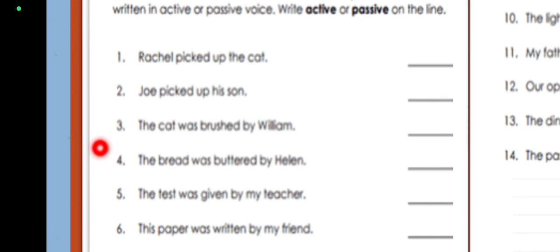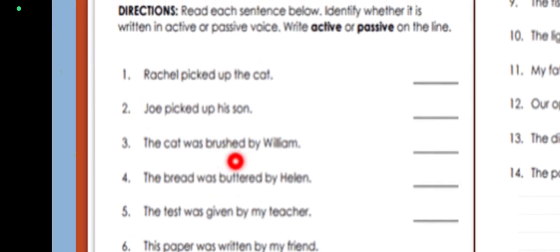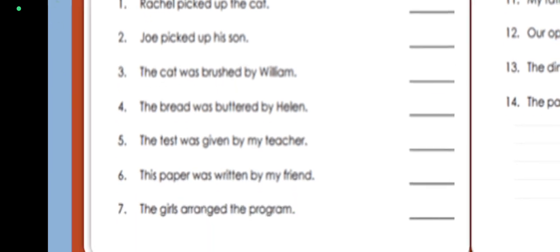The bread was buttered by Helen. Passive voice. Awesome. Just be careful with the pronunciation of this one. This is brushed. Don't forget that. Brushed. Don't forget the t sound after the sh sound. Brushed. Okay. Awesome. Thank you. Now let's pass to Alessandro. Are you there?